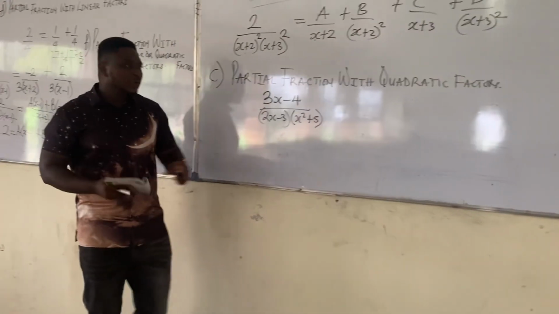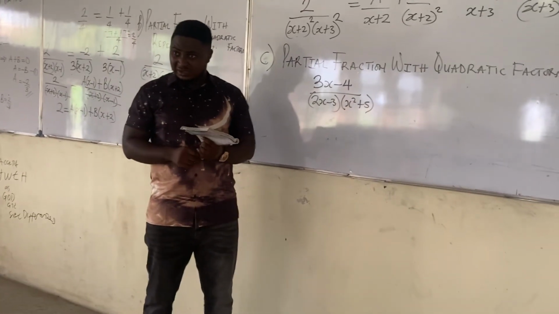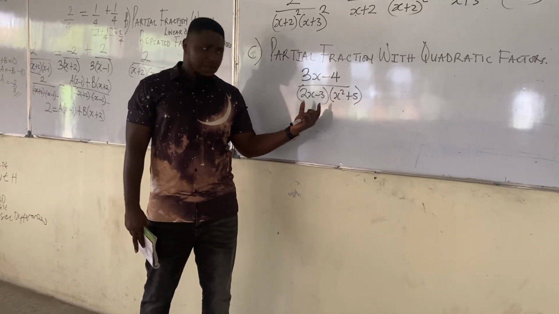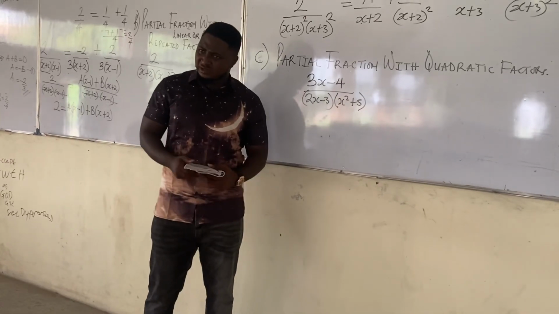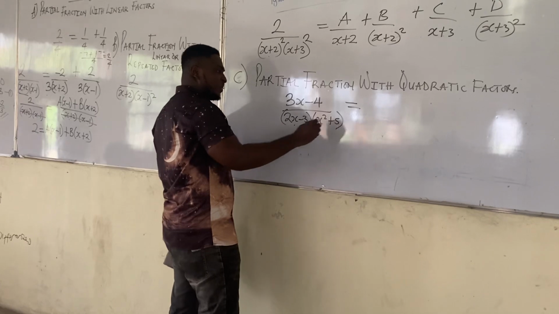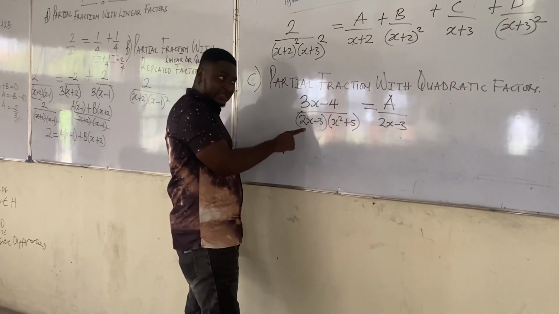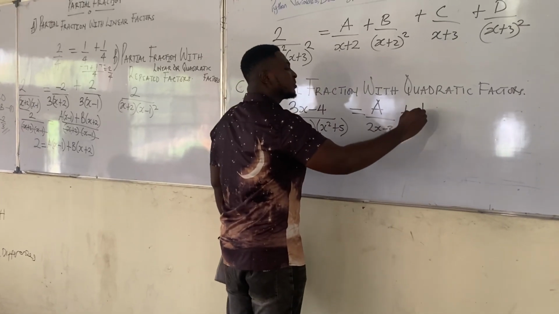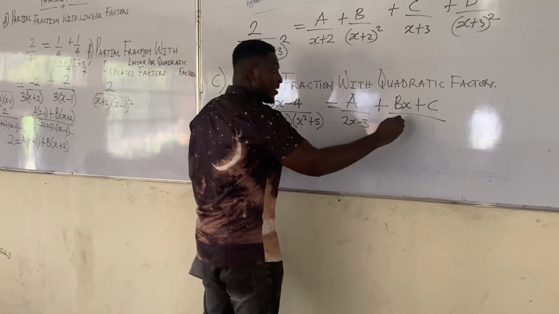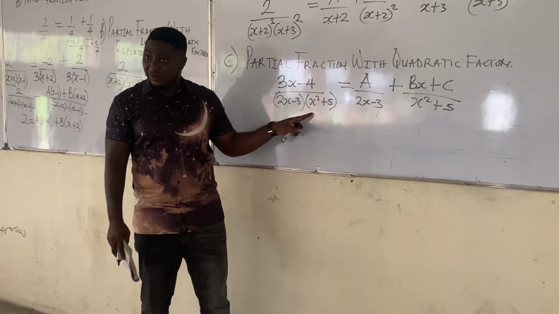Class, anything that makes one of your x inside the bracket to carry a square, you are dealing with a quadratic factor. What's the difference? This 2x minus 3 is linear. Are you seeing it? But x squared plus 5 is quadratic. And there's a rule for solving quadratic factors. Class, this linear factor, you give it A all over 2x minus 3. This is linear, right? Now for the quadratic, you say plus Bx plus C all over the quadratic factor, x squared plus 5.